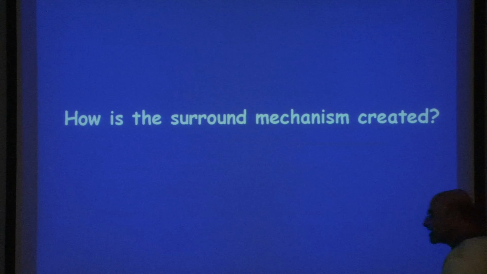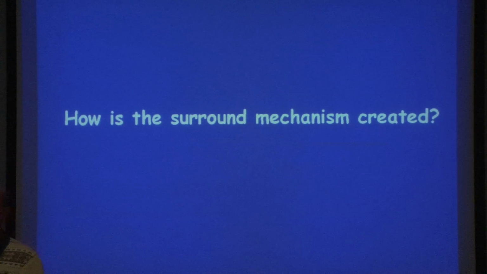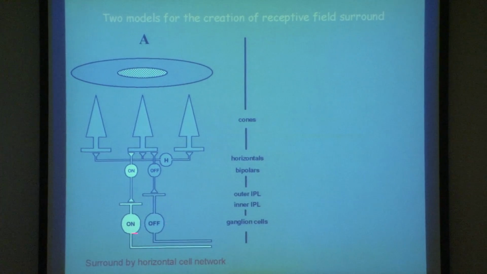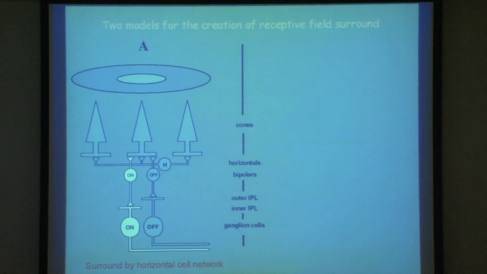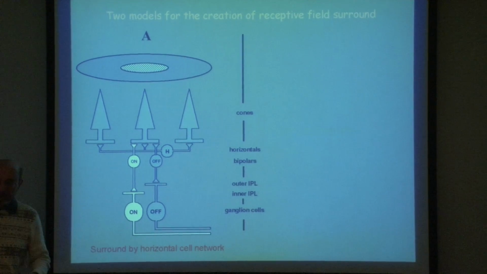Now, the issue that I just referred to is how is the surround mechanism created? One hypothesis is that it's created by virtue of the horizontal cells predominantly, as shown in this figure, which is pretty much what you had seen before. So the surround is created by the horizontal cell network.